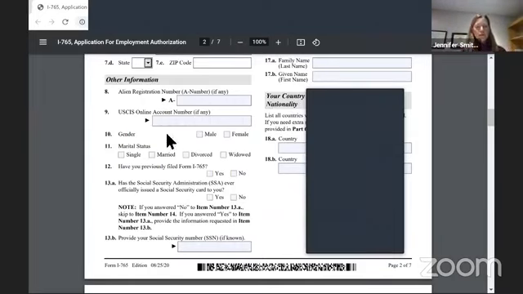Okay. Number 10 is gender, marital status. Number 10 and 11, we've talked about those.